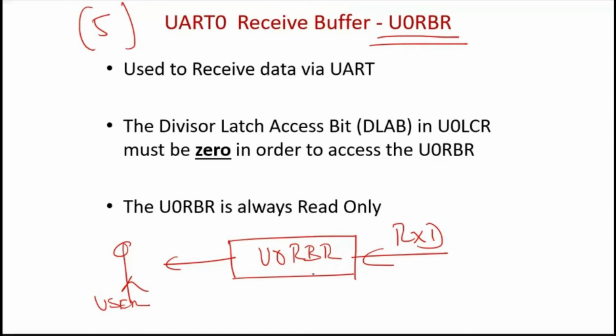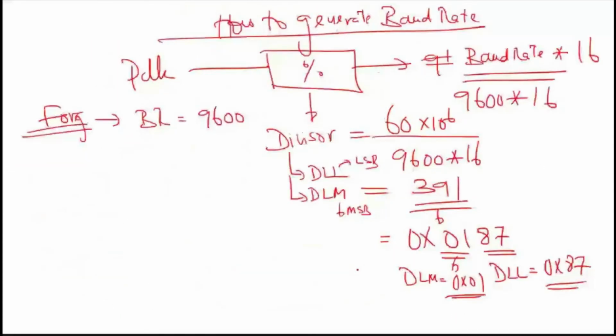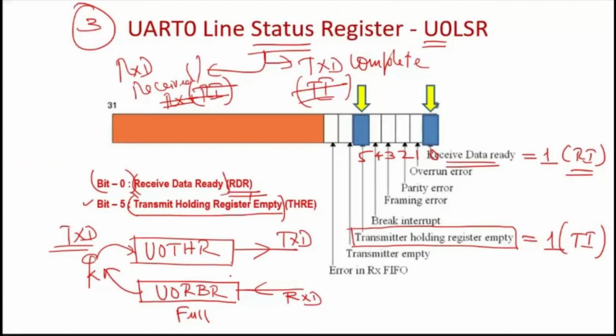So what is an indication? What is the flag corresponding to that? That tells you that the receive buffer register is full. What is the name of the flag? When the UART0 receive buffer register is full, then the receive data ready flag becomes 1. That is the equivalent of RI flag. RDR, receive data ready flag. Receive data ready flag is the first bit of your line status register. So that is an indication that your UART0 receive buffer register is full.